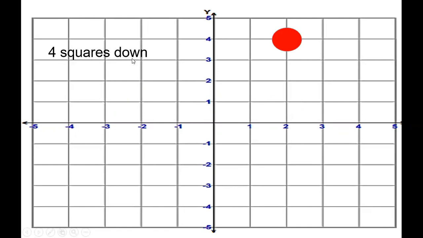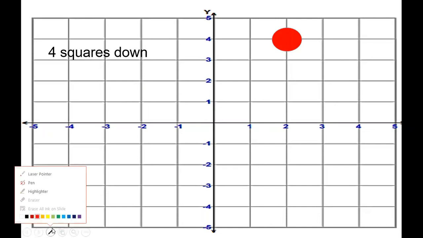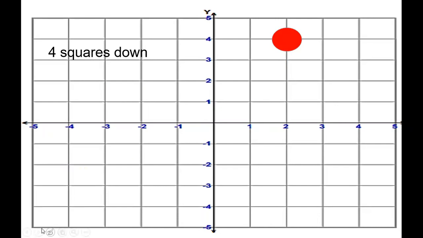Okay, next example. It says here 4 squares down. A while ago, you moved your circle to the left and then to the right. Now this time we are going to move our circle 4 squares down. So start counting from here, 1, 2, 3, and 4. There you go. So it will be now at 2, 0.